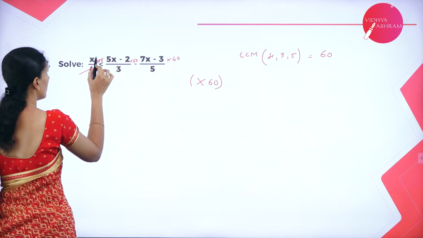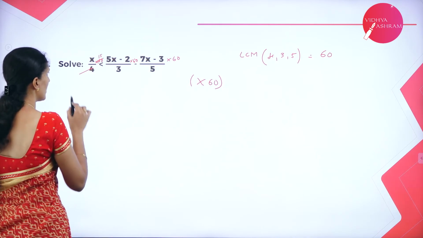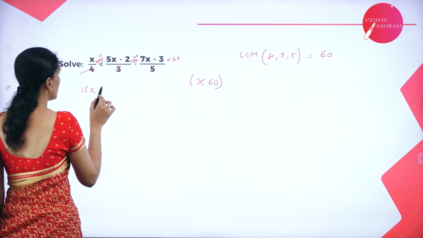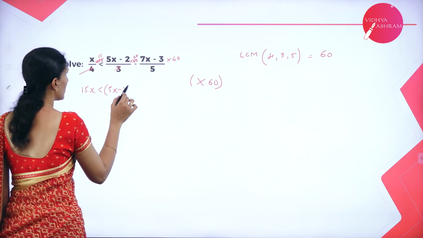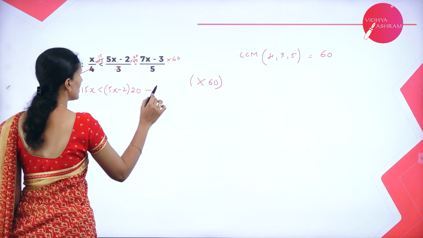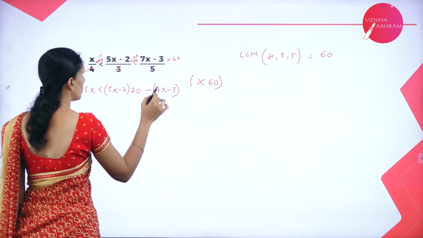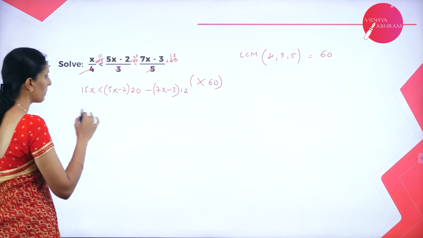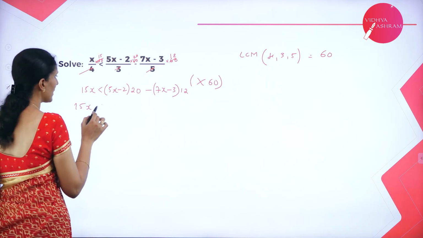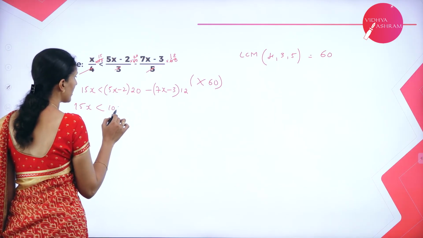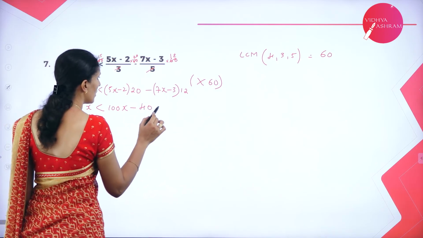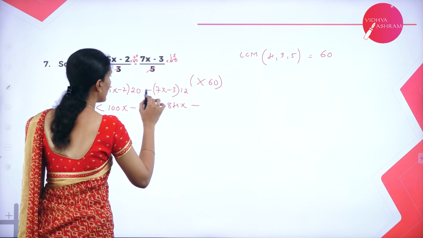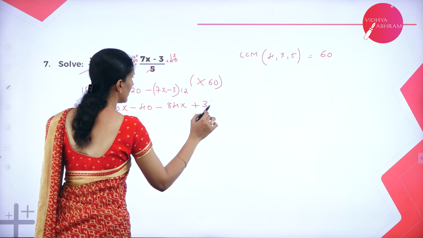Now 4 1s are 4, 5s are 15x you will get here. Here 3 1s are 3, 2s are 20, so here you will get 5x minus 2 into 20. Then 7x minus 3 into, 5 1s are 5, 12s are 60, so here you will get 12. Now multiply the complete equation. 15x less than 100x minus 40 minus 12 7s are 84x, minus into minus plus 12 3s are 36.